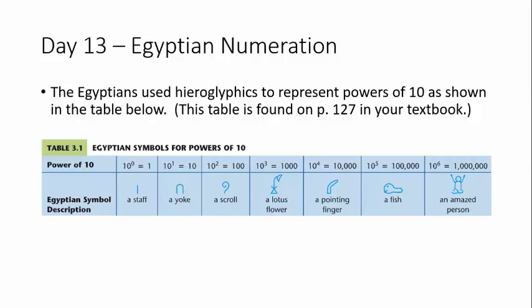We'll start with the Egyptian numbers. The Egyptians used hieroglyphics. And we can see in this table, which I copied from your book, the symbols that were used. Starting on the left, you'll see a staff, which was their unit. A yoke represented 10. A scroll represented 100. A lotus flower represented 1,000. A pointing finger represented 10,000. A fish represented 100,000. And an amazed person represented 1,000,000. As you can see, we're working in base 10.